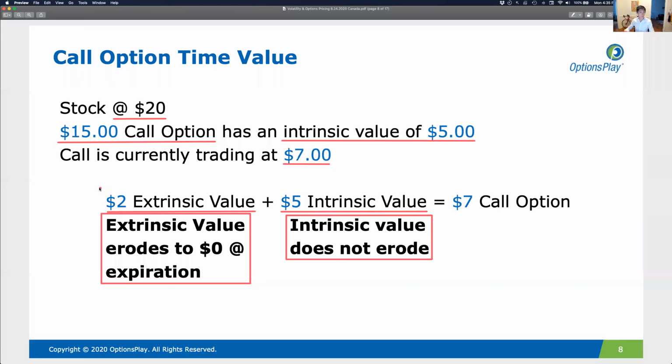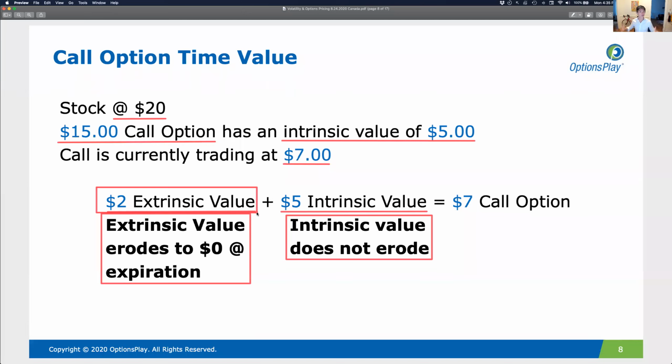So the extrinsic value part is the part that we really want to focus on, because the extrinsic value is determined by the market's expectation of the probability of this stock being above a certain price at expiration. Now, the more volatile a stock is, the more the extrinsic value of the option is going to be, because there's going to be a higher probability that this option will be in the money. The less volatile the stock is going to be, the smaller the value of that extrinsic value is.